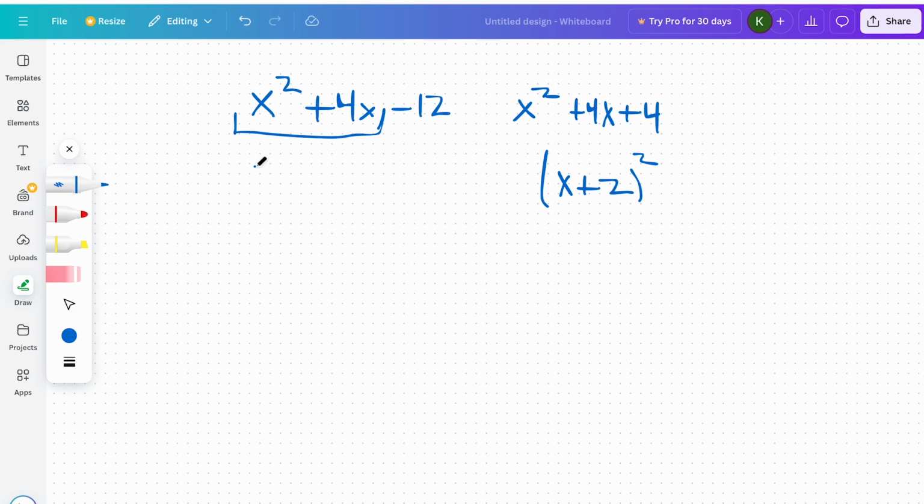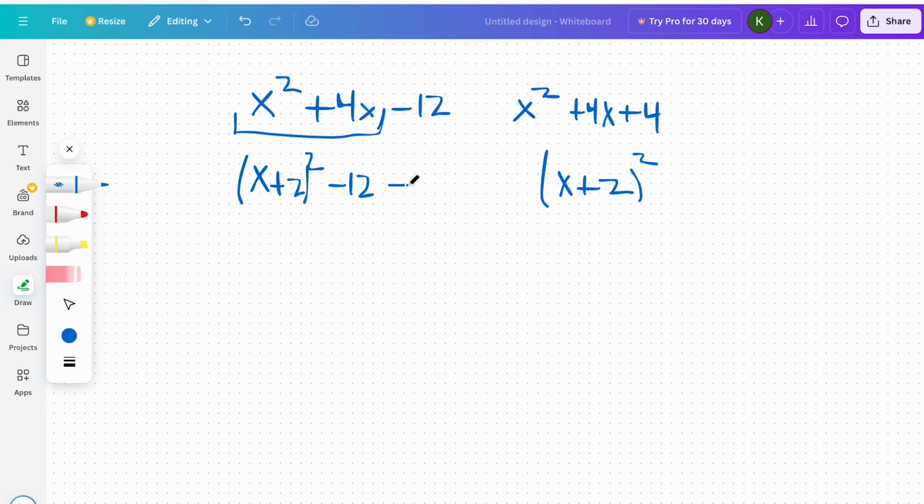Since that's the perfect square, we're going to take x plus 2, sorry, squared, and we're going to put it right here. And then we're going to bring down our negative 12. At this point, these two expressions are not equal, because x plus 2 squared is equal to x squared plus 4x plus 4, not x squared plus 4x.